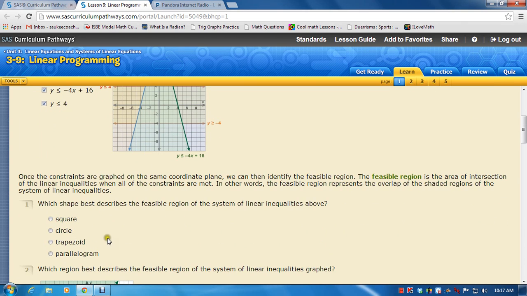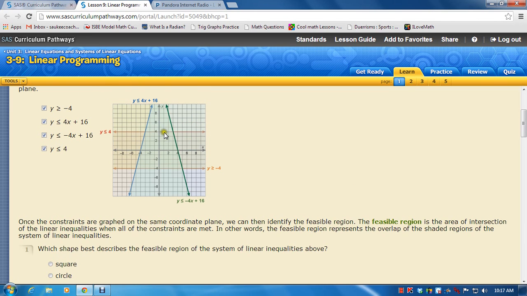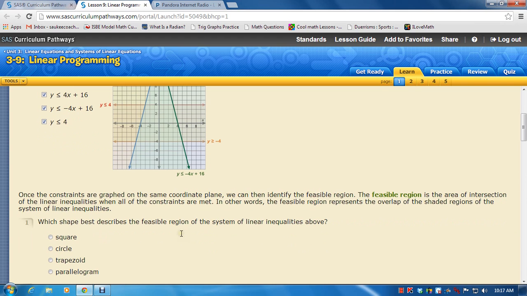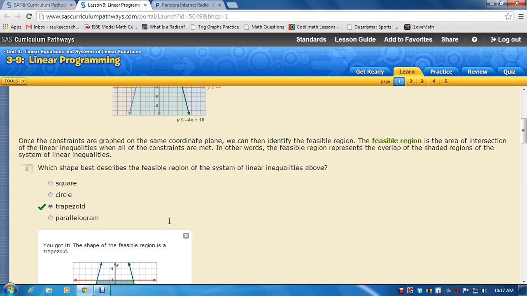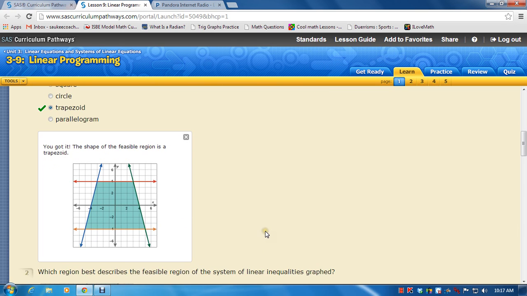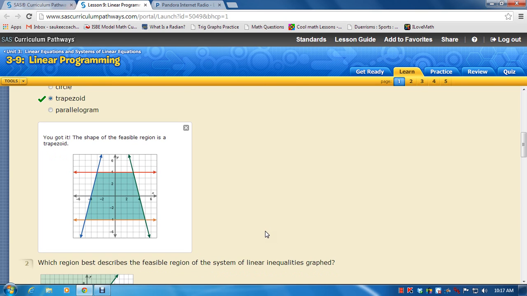Which shape would best describe that feasible region? Well, think to yourself, is it a square, a circle, a trapezoid, or a parallelogram? We should say it is a trapezoid. Alright, and here's a picture of what we would see without all the excess shading there. Alright, so that's just a little idea into what is linear programming.